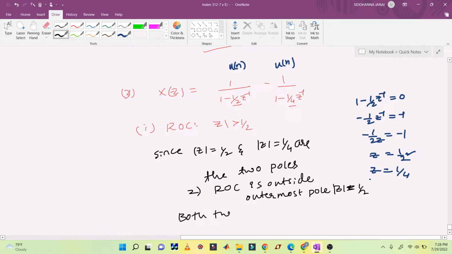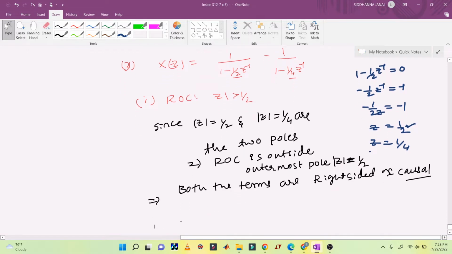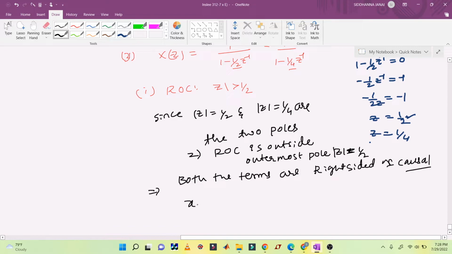Both the terms are right sided or causal. Okay, this implies x of n is equal to 1 by 2 to the power n.